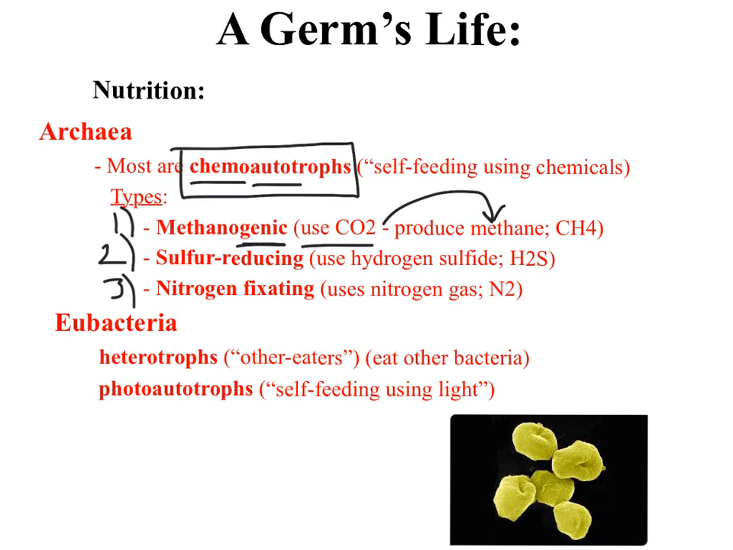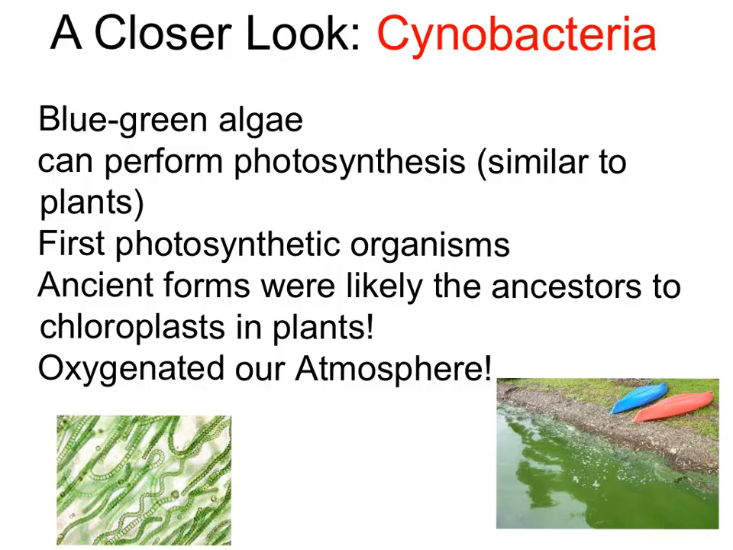Eubacteria, we have two kinds. One, heterotrophs, so they eat other organisms. And two, photoautotrophs, so they can self-feed using light. But again, no chloroplasts. Now I wanted to talk about cyanobacteria. Cyanobacteria are a type of eubacteria, and they appear as blue-green algae. That's what they look like.